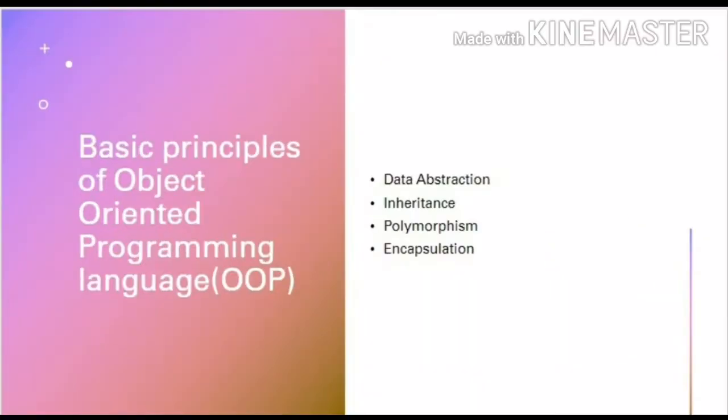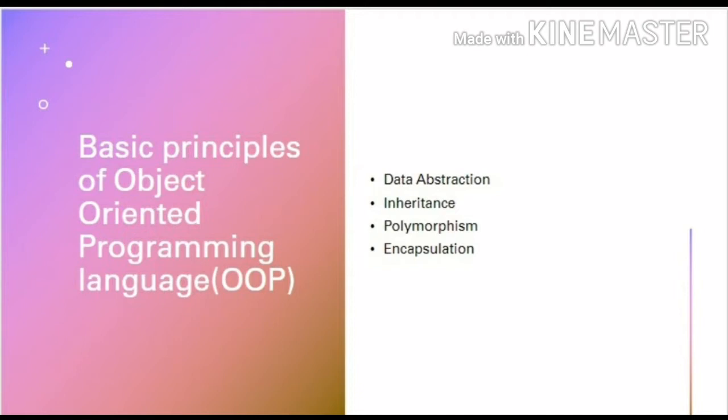And here are the basic principles of object-oriented programming language. The basic principles are data abstraction, inheritance, polymorphism, and encapsulation. Data abstraction is the act of representing essential features without knowing the background details. It is always relative to the purpose or the user.